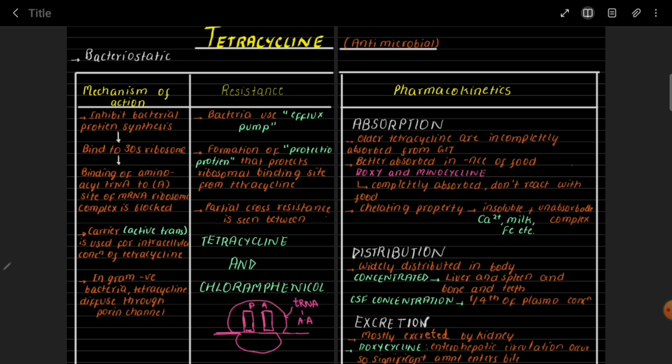Coming to excretion, these drugs are mostly excreted by the kidney. Doxycycline, though, undergoes enterohepatic circulation, that is, metabolism can also be through the liver. So a significant amount of the drug is excreted through the bile, and it is also secreted in the milk.